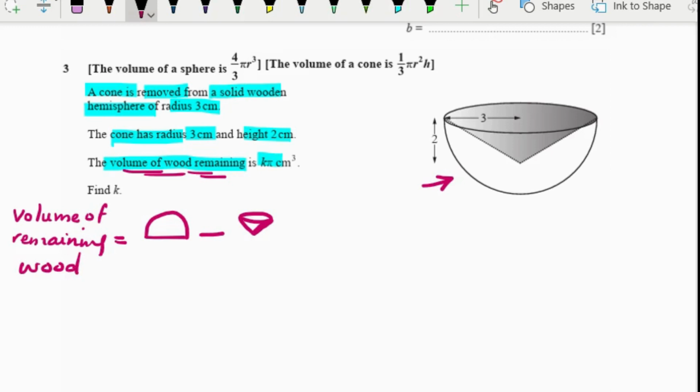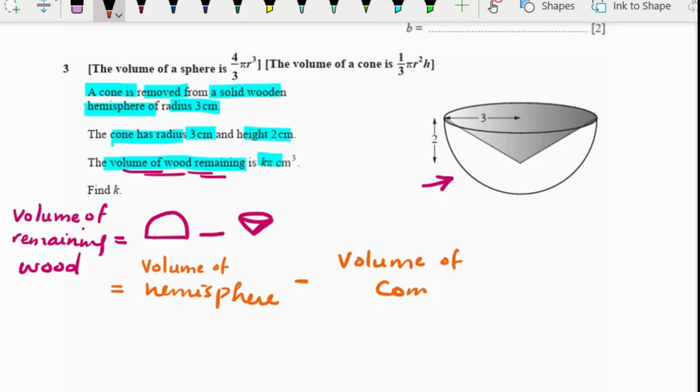So it means we need to calculate the volume of the hemisphere and the volume of the cone, and then we can subtract both of them, right? Let's make a start. Very easy question.